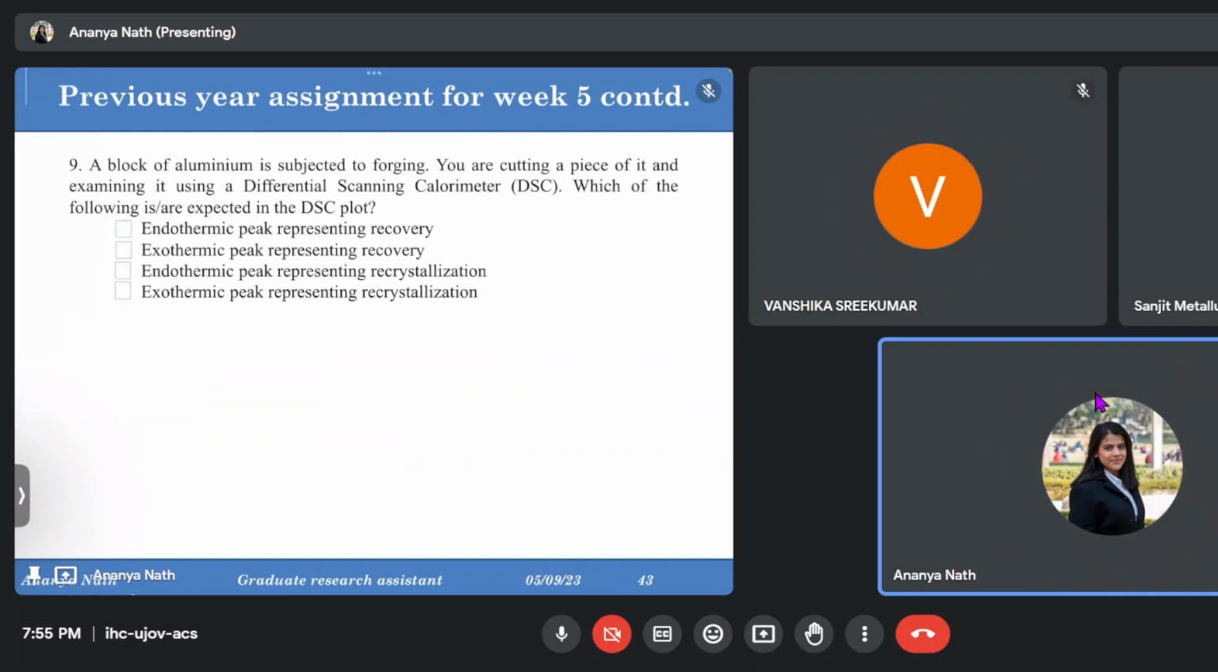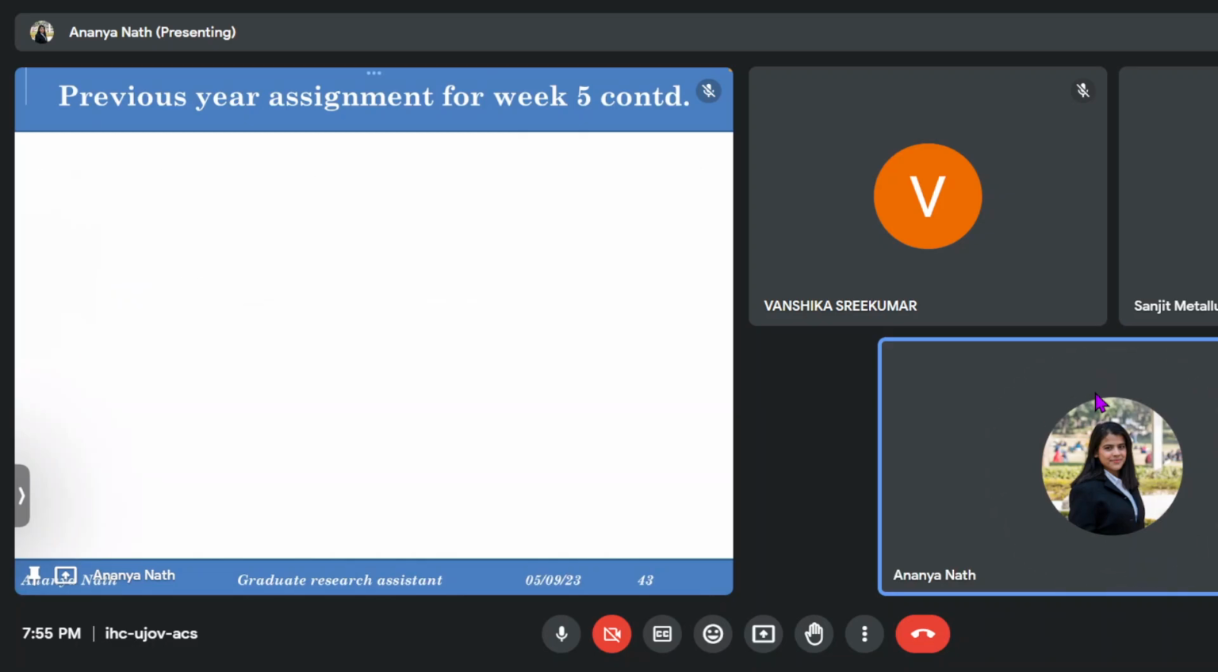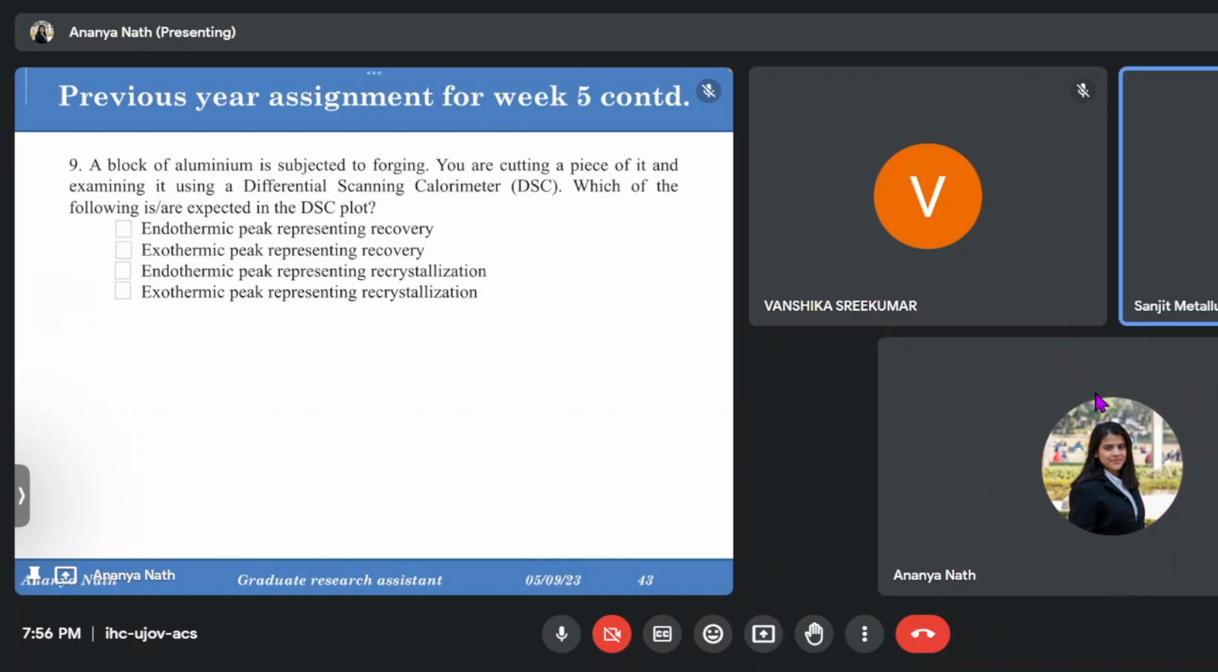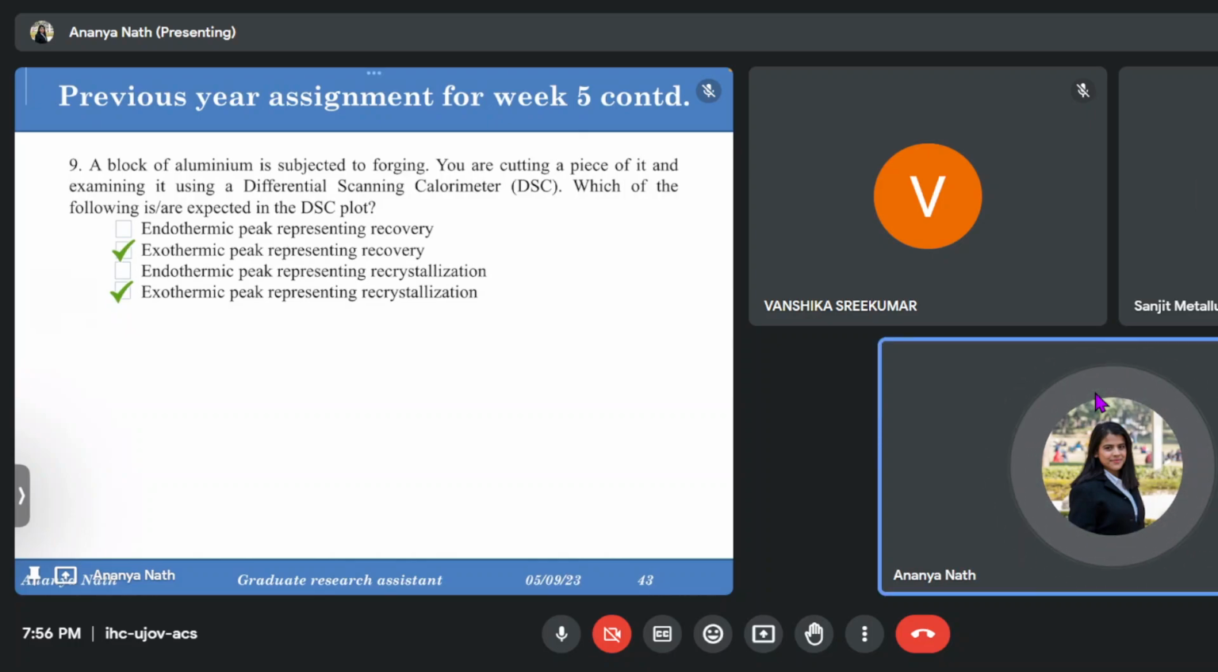Next is, I think, the last question. It's question number 10. A block of aluminium is subjected to forging. You are cutting a piece of it and examining it using DSC. Which of the following is/are expected in the DSC plot? I think an exothermic peak representing recovery, and an exothermic peak representing the recrystallization.